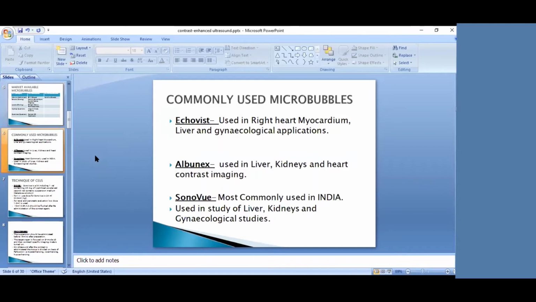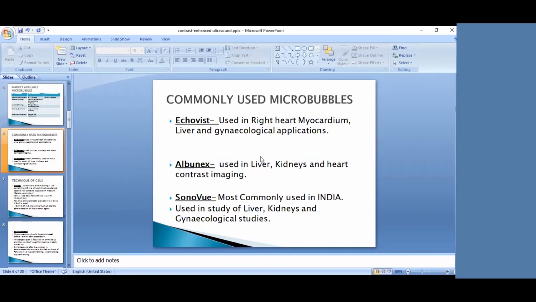Now this we have to remember. Okay, that table, just look at it. Now this, the commonly used microbubble, we have to remember. So which is the most commonly used microbubble? First we have Ecovist. Okay, this is used in the right heart, myocardium if you want to investigate the myocardium, liver, and gynecological applications. We will use Ecovist.